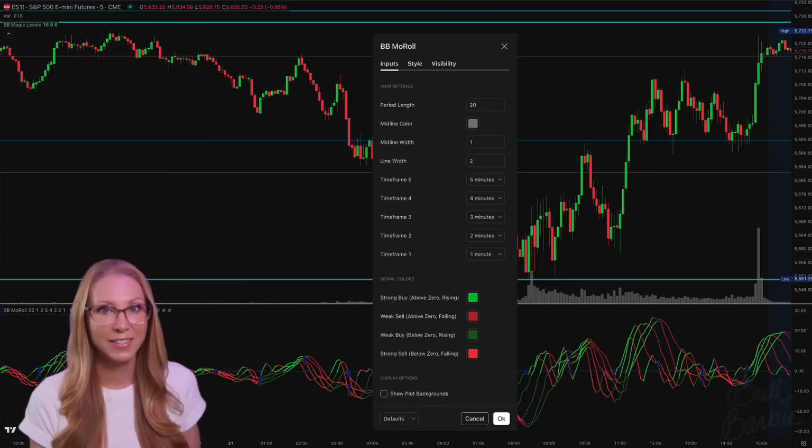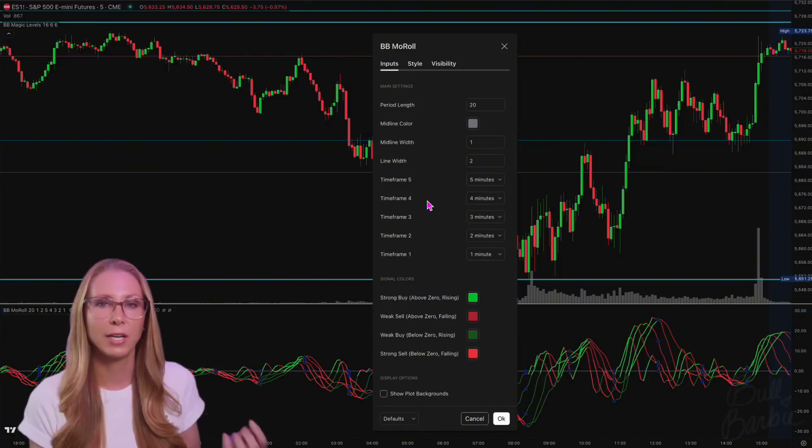It's basically the same. We got the midline color and the MoRoll colors. There are a couple of extra options though. The way that TradingView works, I'm not able to reliably make multi-timeframe calculations automatically. So you need to select your timeframes.